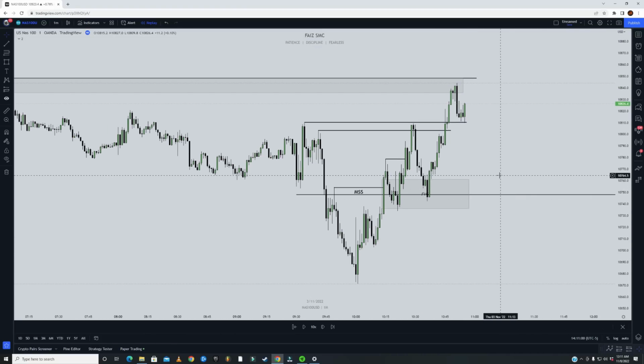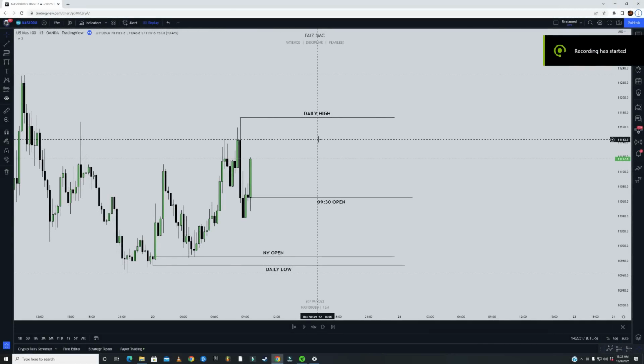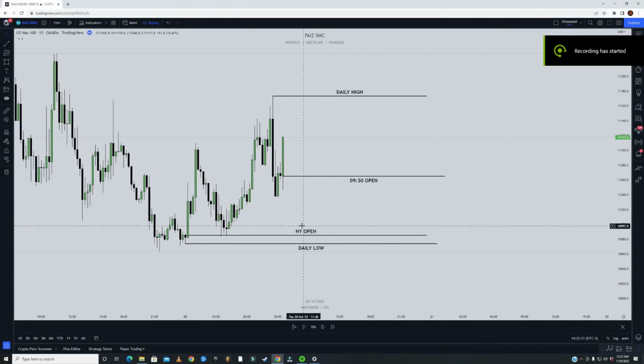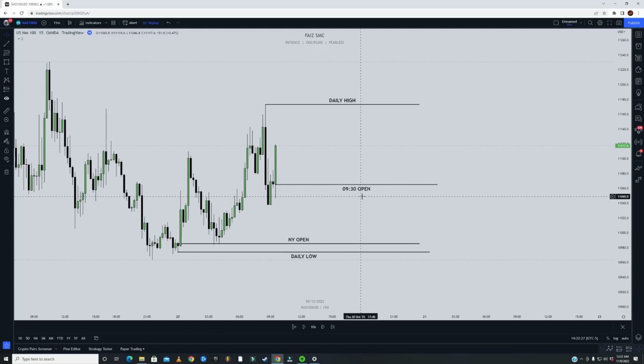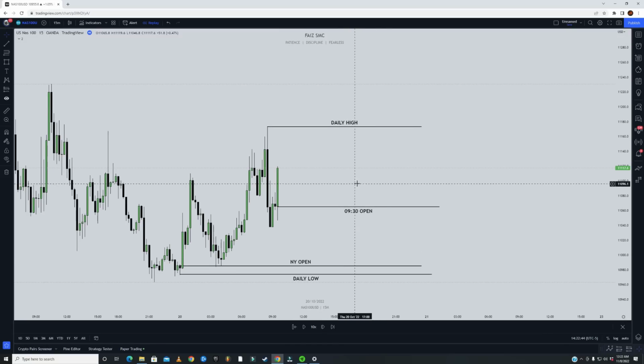I'm going to give you guys one more example. So here's example number 3. As you can see, I have marked out the daily high and the daily low. I have also marked out the New York open, which is this, as you can see. I've also marked out the 9:30 open, and the 9:30 close is here, right? So sorry, yeah, so this is the open, right? And the close is 11117, which is this.